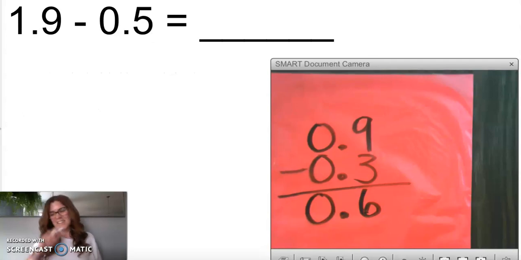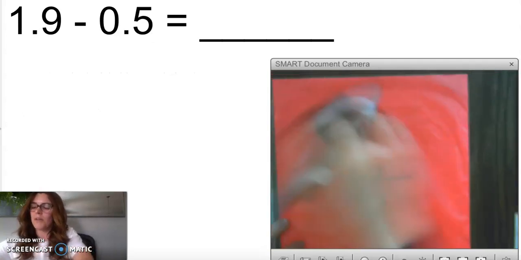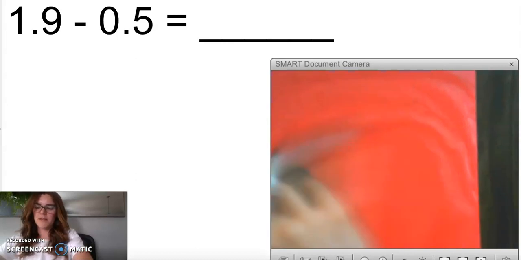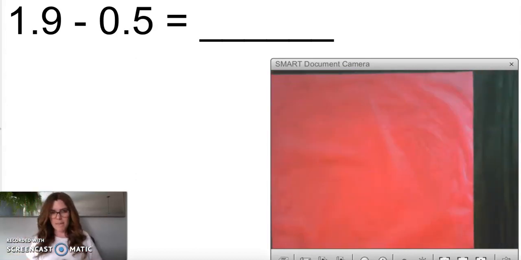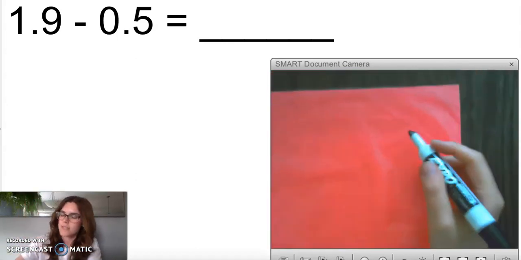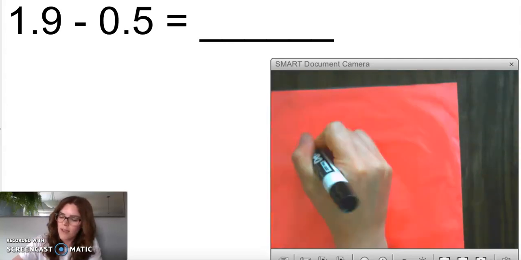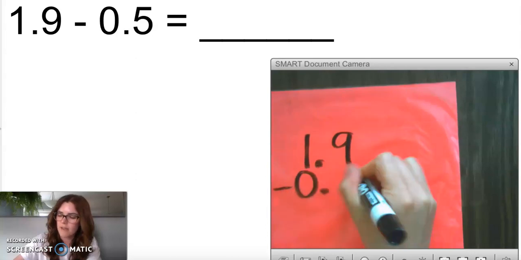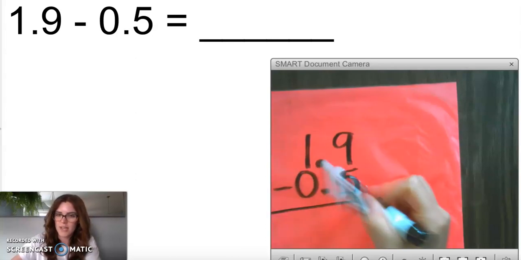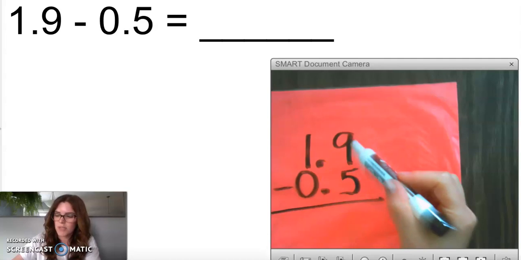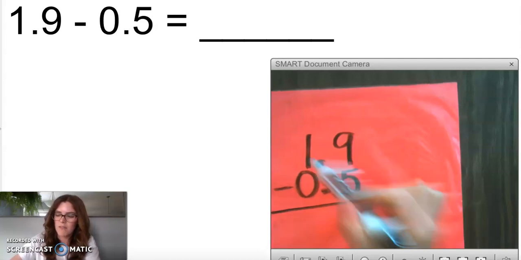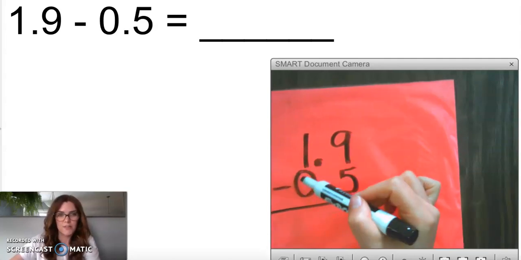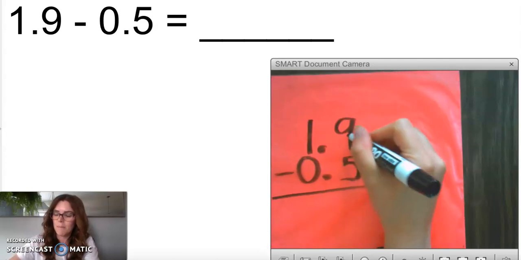Awesome. Our next one, we have a whole number to the left of the decimal in our first number, and then our second number is a partial number. There are no wholes in it. So we have 1 and 9/10 minus 0 and 5/10. Again, our decimals are lined up. We have our decimal place values, our tenths are lined up, and the numbers in the ones place value are also lined up. So we have 9 minus 5.